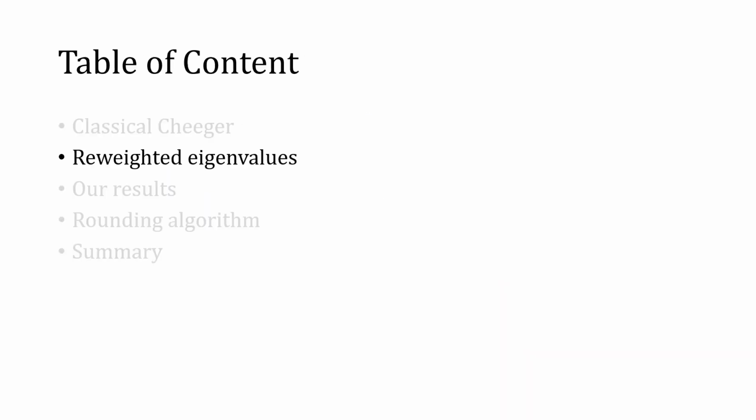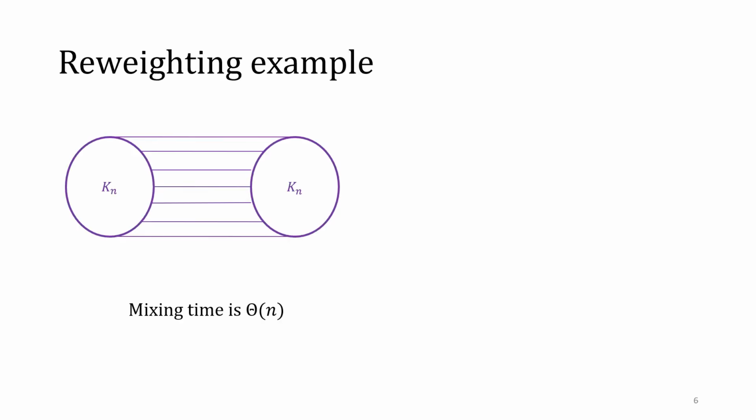So that's the background. Now let's talk about reweighted eigenvalues, which is a fairly recent concept. To motivate reweighting, consider the following graph. You have two copies of the n-node complete graph, one on the left, one on the right, and you connect them using a perfect matching. Assuming that the edge weights are uniform, the mixing time would be theta n, because it would take roughly n steps for you to cross from one side to the other.